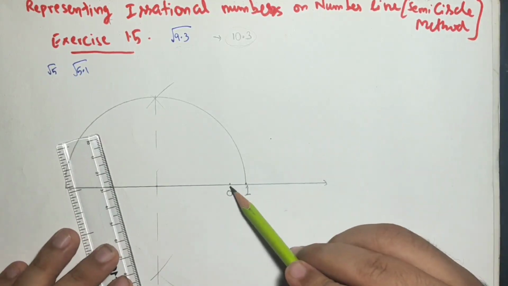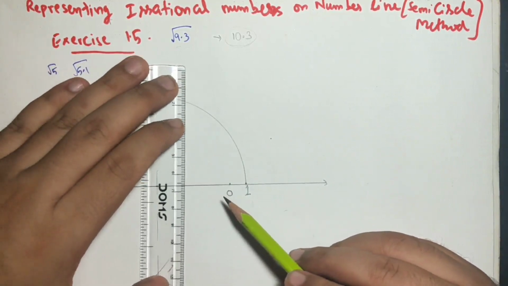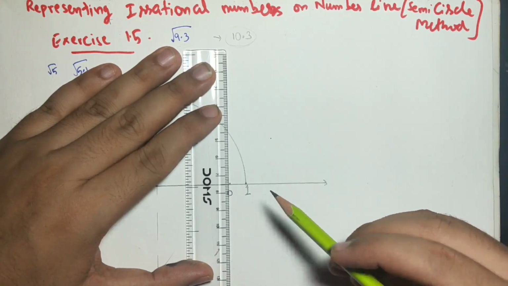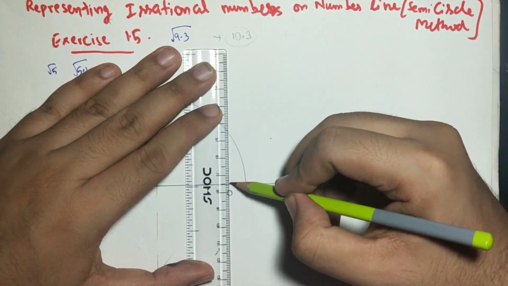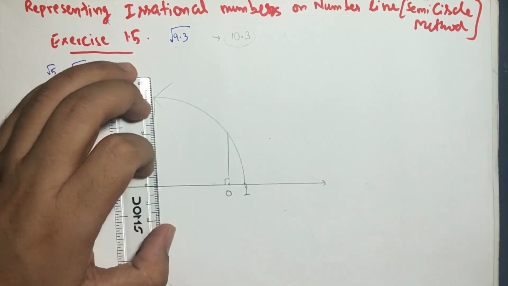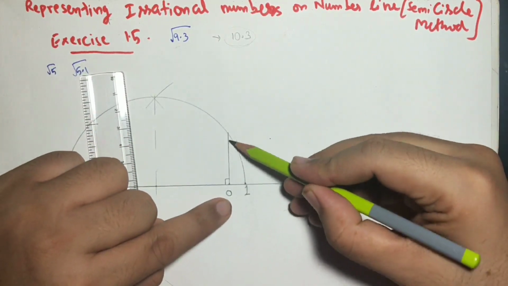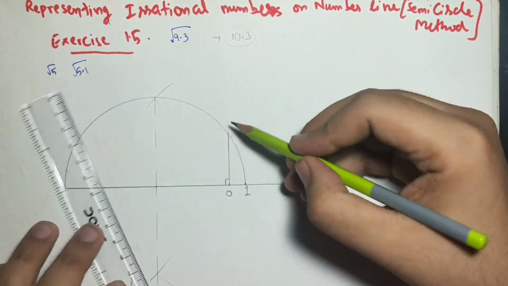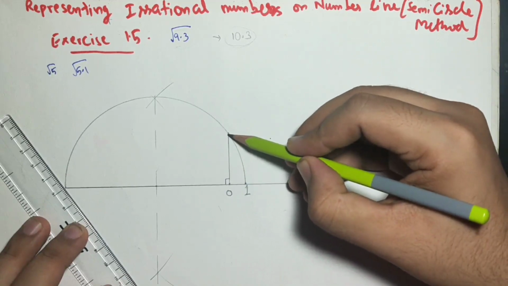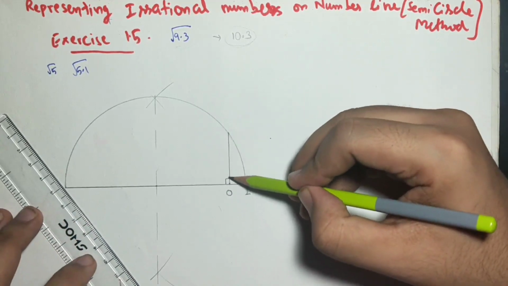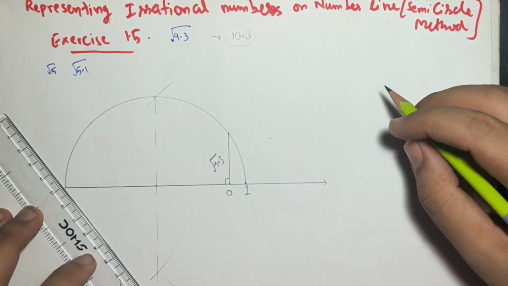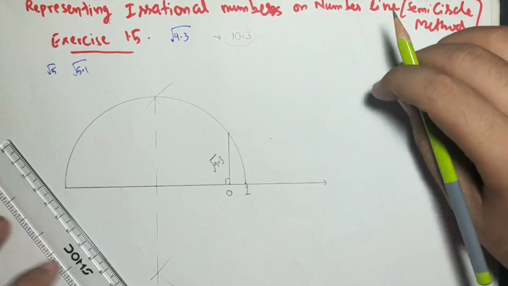Now from the 0 point, that is the point at 9.3 distance, draw a perpendicular to this semicircle. I have drawn this perpendicular. See, this is 90 degrees. The point at which this perpendicular line segment touches the semicircle, this total length will be root of 9.3.